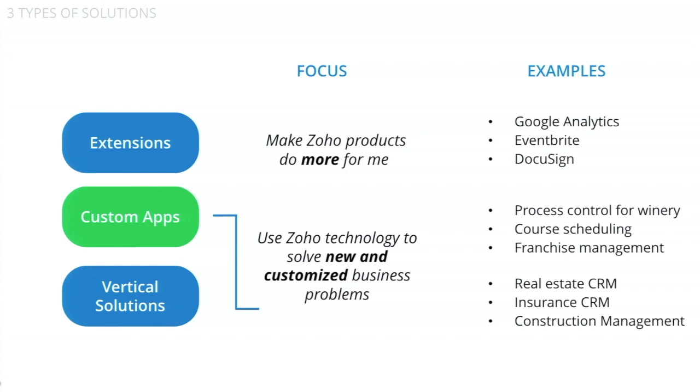Here's a slide that gives you some sense. Extensions, let's look at this from the top. Their focus is to take an existing Zoho product and make it do a little bit more. A good example was using Contracts, allowing yourself to sign a contract inside a CRM. That's the focus: take it, make it do a little bit more. Those are some examples on the right-hand side. You can tie in Google Analytics to one of our products. You can bring in an extension for Eventbrite. I showed you the DocuSign one too. Now let's take the other two. A custom app or a vertical solution typically uses Zoho technology to build and solve a new and customized problem that one of our regular products is not best equipped to solve. So that's what it is.